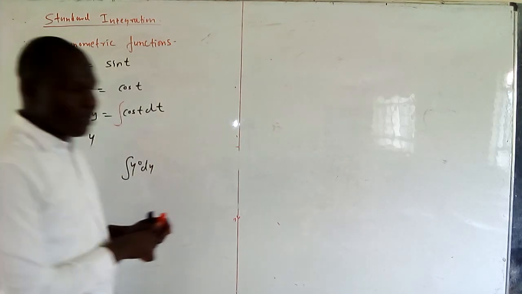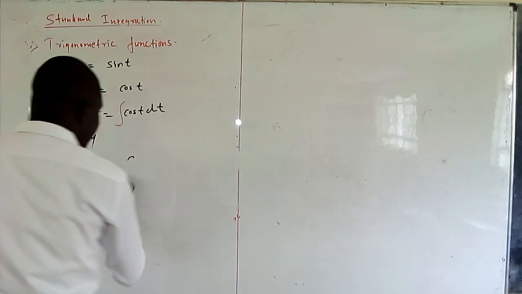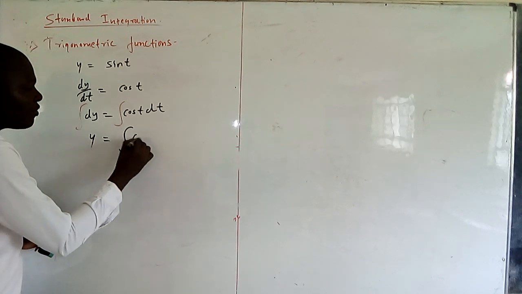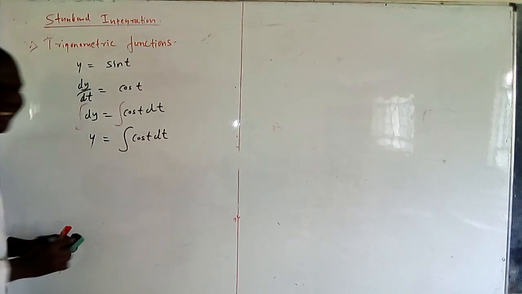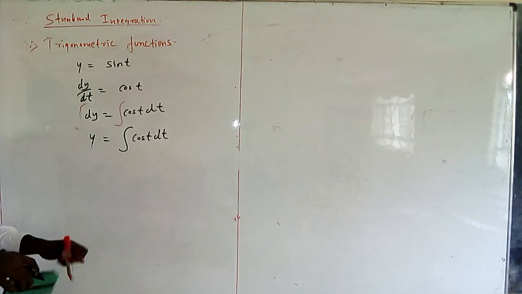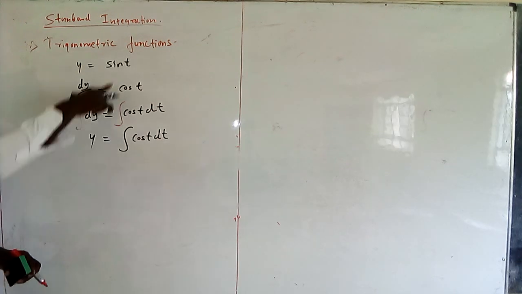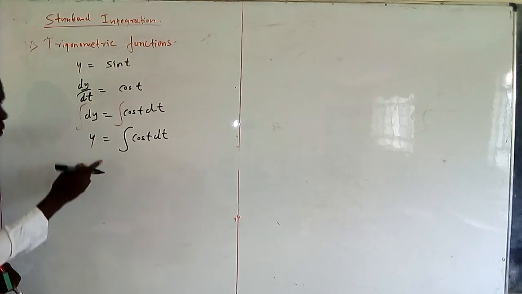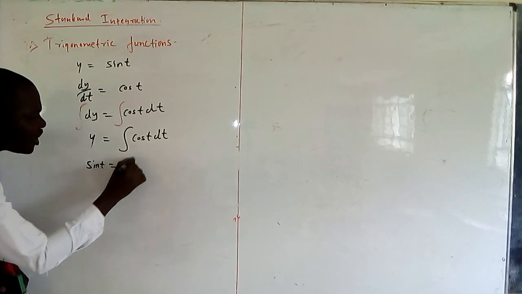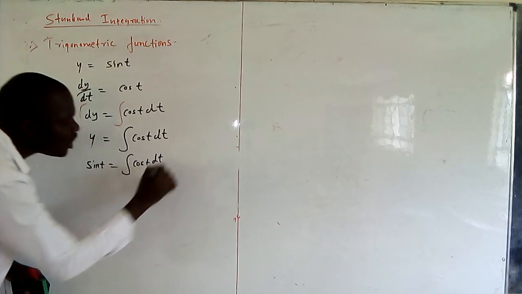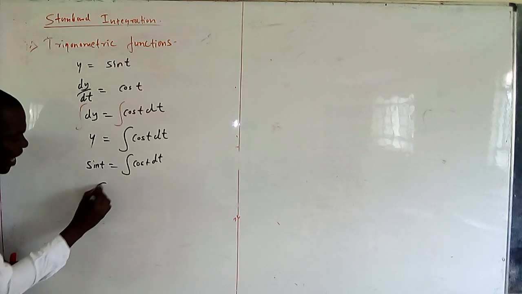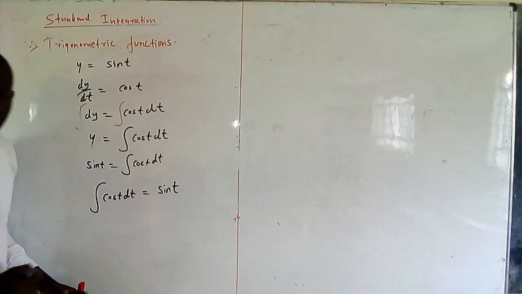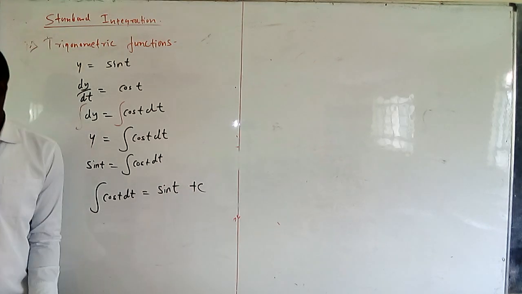Is that okay? Good. So on this side we remain with y equals the integral of cos t dt. Have you seen the scenario? Then now substitute. What is y? Where there is y, put the value of y. y is sin t. So we have sin t equals the integral of cos t dt. What that implies is that when you are integrating cos t dt, the answer is sin t. Then you now add the integration constant.